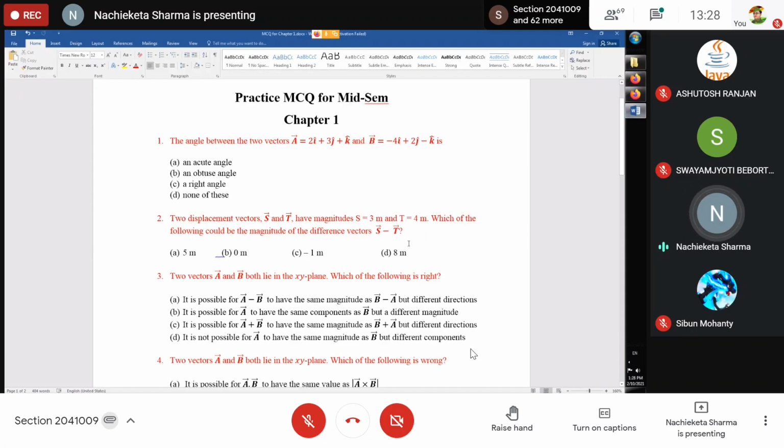So now come to the question. You see 0 is not possible because it is less than 1. Minus 1 is negative, not possible. 8 meter is greater than 7, not possible. 5 meter is possible because that is between 1 and 7. Is it clear to you?